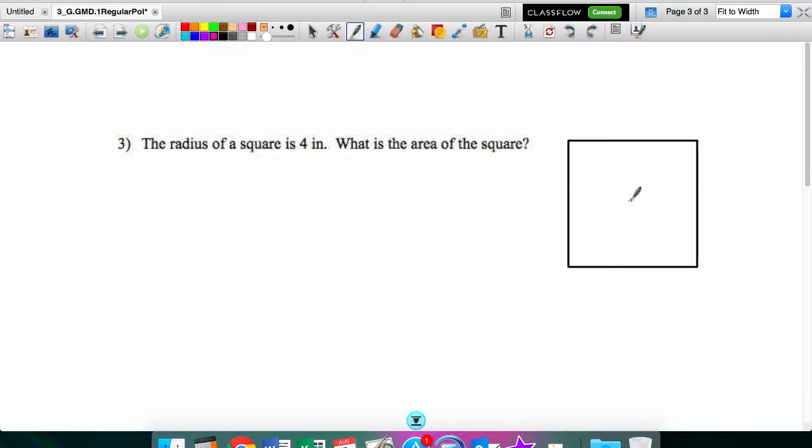And this time I'm giving the radius. So the radius is actually going to be the measurement from the center to a vertex. So it's this length right here. So we have a 4. Okay, so here's our figure.